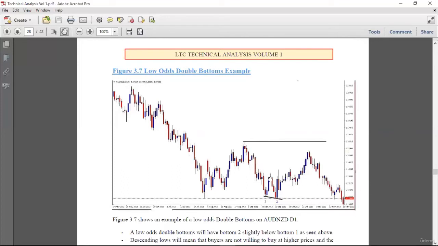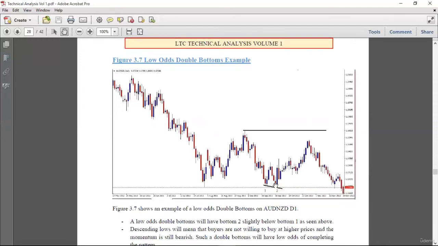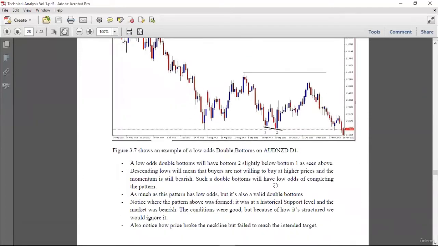And in fact, this one is a little bit too close to our entry point. If you use that one, it wasn't gonna reach, but maybe if you use this, then we have got something out of that. A low odds double bottom will have bottom two slightly below bottom one. So this one is below that one.